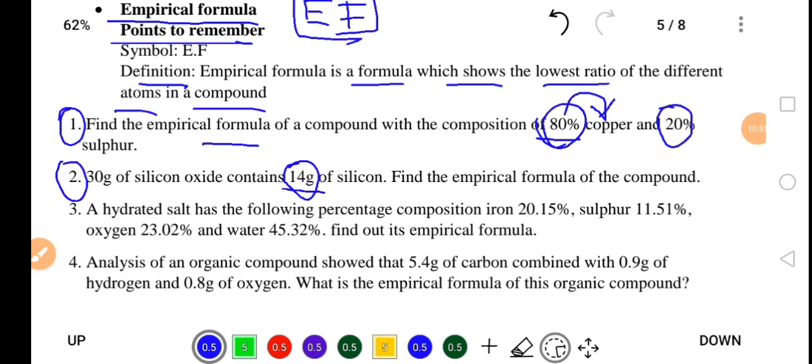You need to understand that. Now, how do we calculate the empirical formula when the percentages or masses are given?